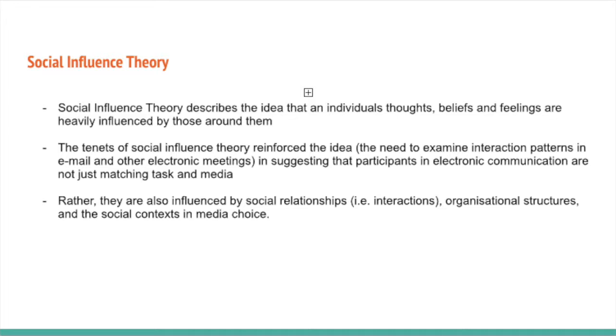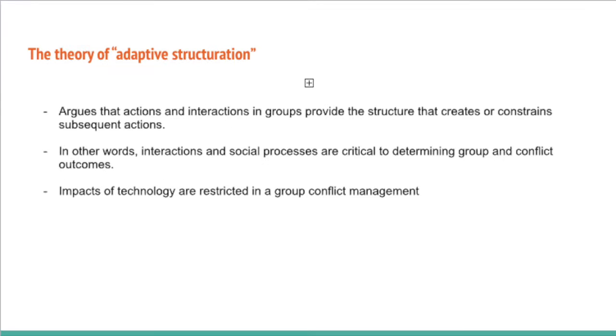The tenets of this theory reinforce the need to examine patterns of interaction in email and other electronic meetings, which suggests that participants in electronic communication are not just matching task to media. Rather, they are also influenced by their social relationships, their organizational structures, and the social context of the media that they choose. Adaptive structurational theory is one of the top 3 theories of group communication.